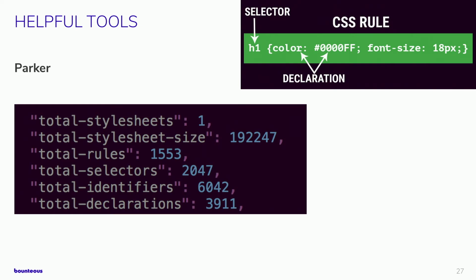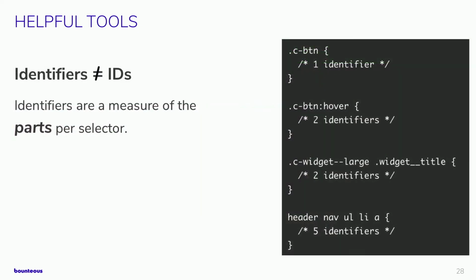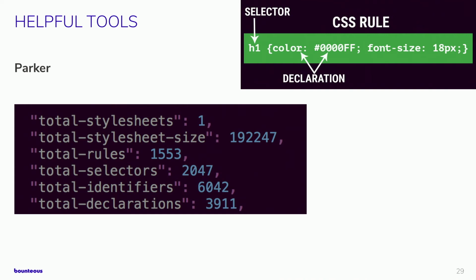And next up we're going to talk about identifiers. Identifiers are not IDs. They're the measure of parts per selector. I have some examples up on the screen here. The first one is just a class, that's one identifier, all the way down to the last one of 5 identifiers. So that's what that number is telling you. And then obviously declarations, that's a count there. So really, what do these numbers mean? Your mileage really might vary, but the next set of output from Parker is really going to help provide more insight into what's going on.